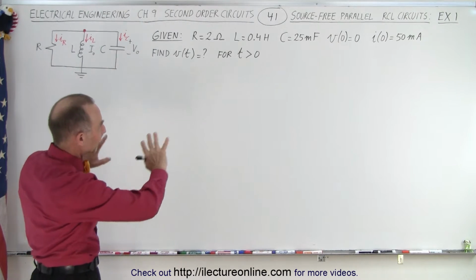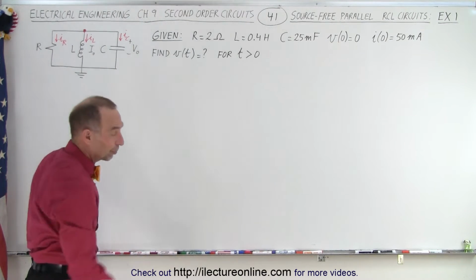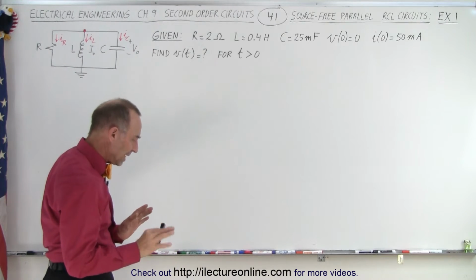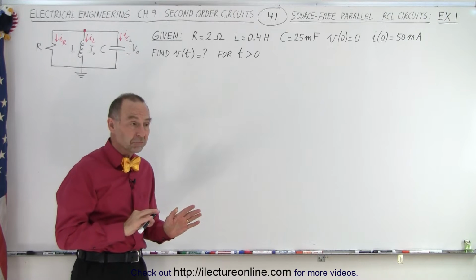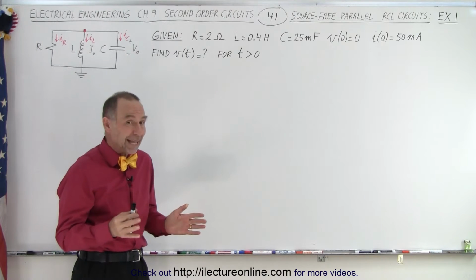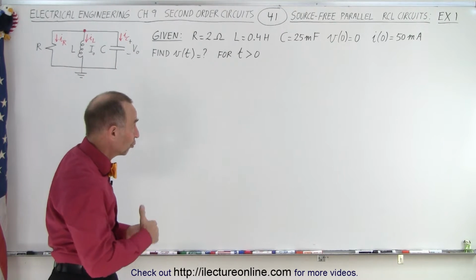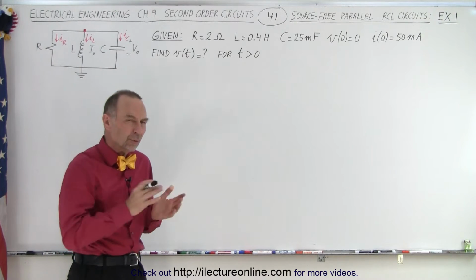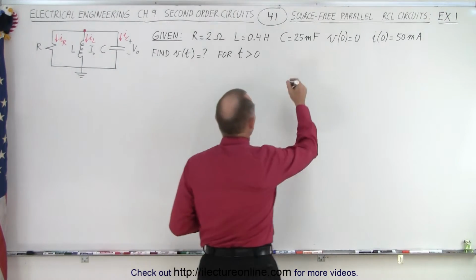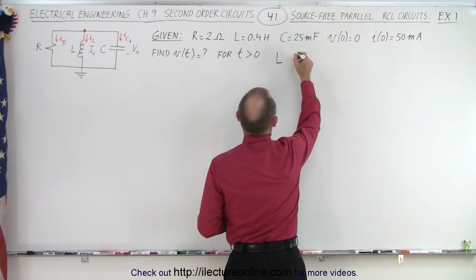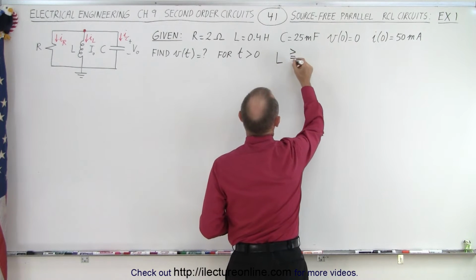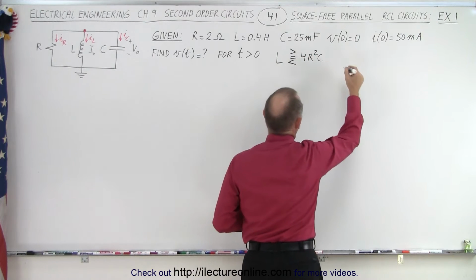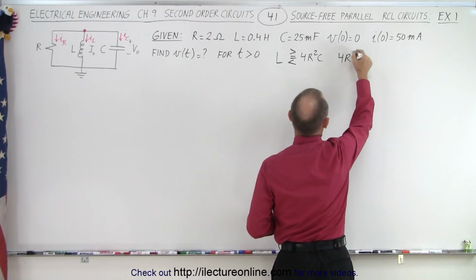Notice we're not giving out any hints; we're supposed to do it from memory and see if we can pull it off. First of all, we need to make sure whether we're dealing with an overdamped, critically damped, or underdamped system. There are 2 ways to do that. One way is to compare the inductor to 4R squared C, to see if it's greater than, equal to, or less than that.